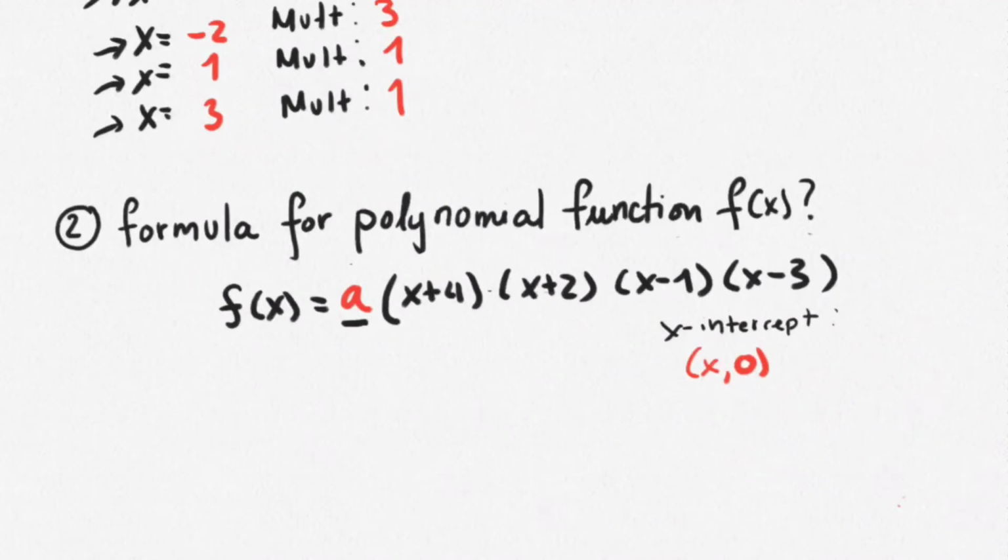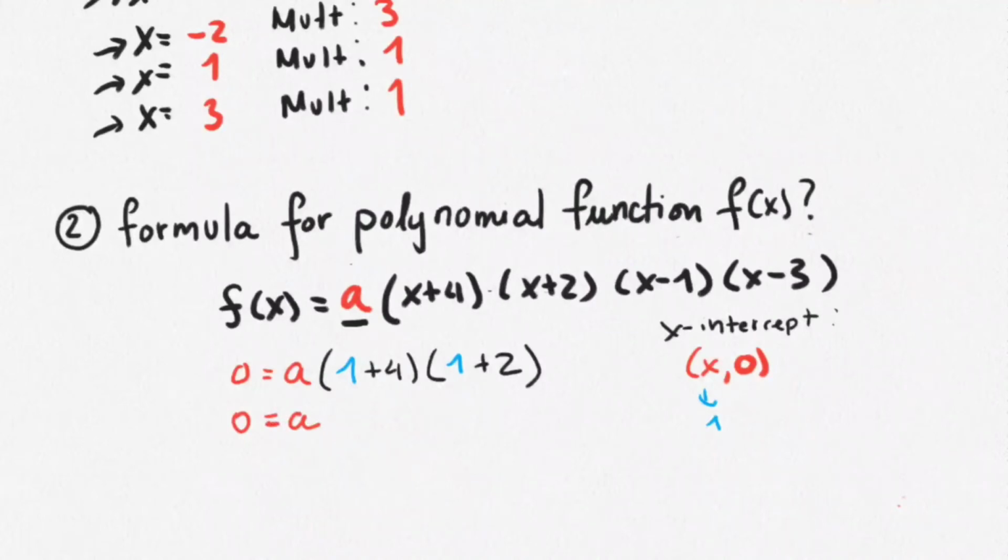So then you would have 0 equals a. And then let's say your x is 1. You have 1 plus 4, and then 1 plus 2, but you get the idea. So then you would have 0 equals a, and then you would have some number here. Let's call it x.